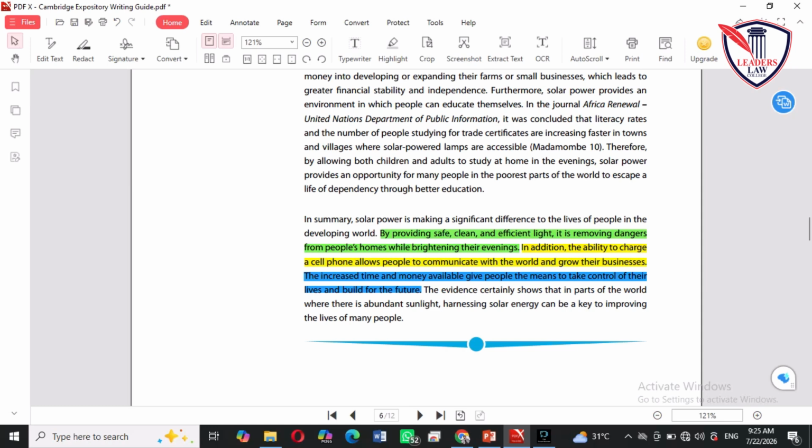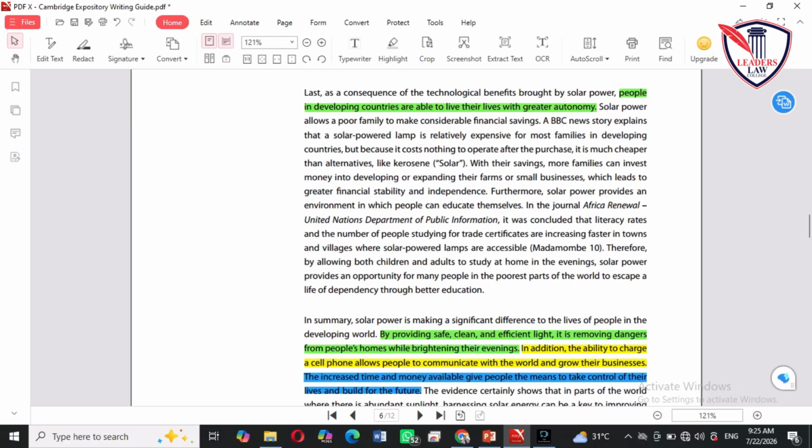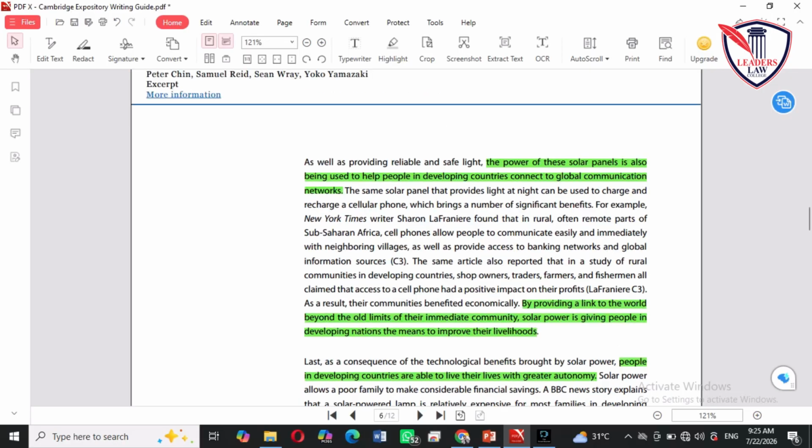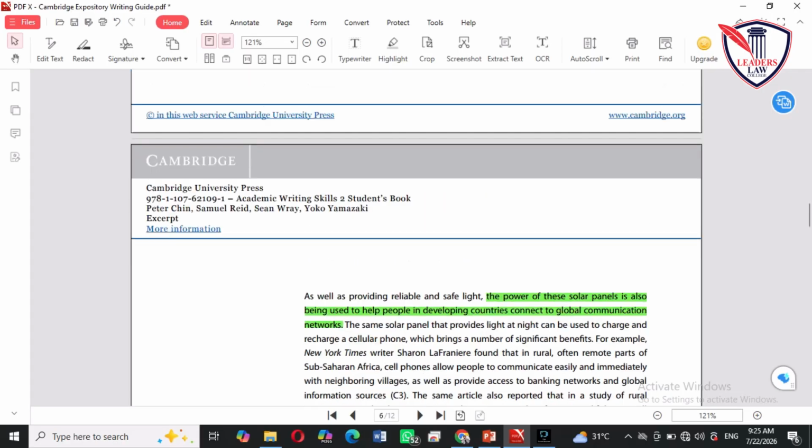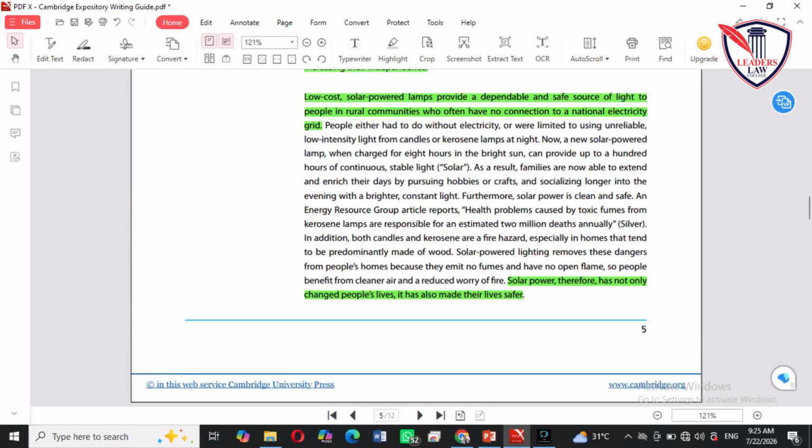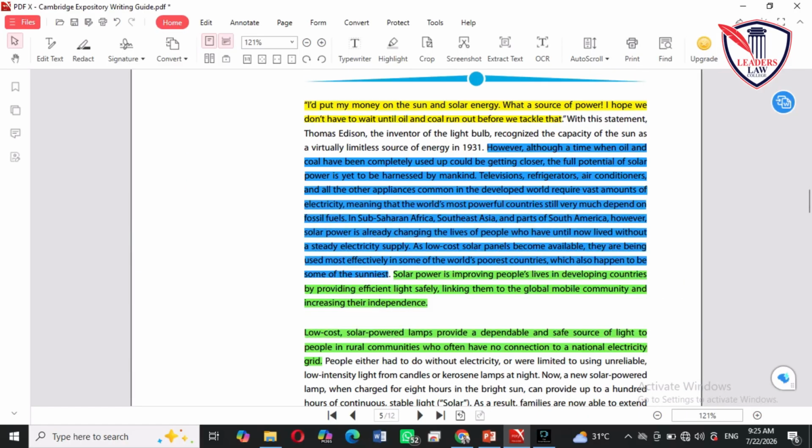So the last general line: the evidence certainly shows that in parts of the world where there is abundant sunlight, harnessing solar energy can be a key to improving the lives of people. So this is the ending of this essay. So you can see from the opening till the ending, the essay is very comprehensive and very connected, and the things that the writer mentioned in the very opening paragraph are still found even in the last paragraph as well. So that's how you can develop an essay.